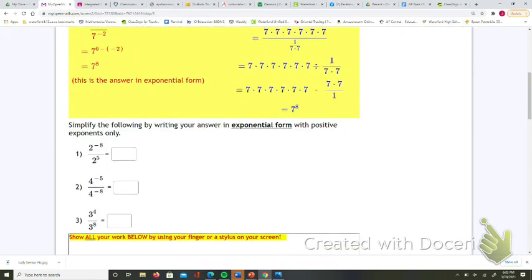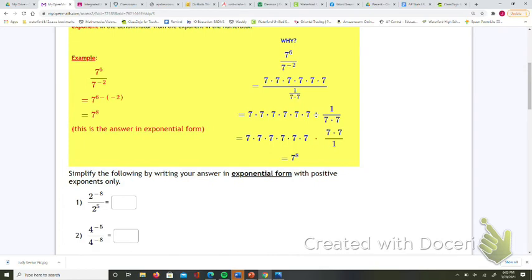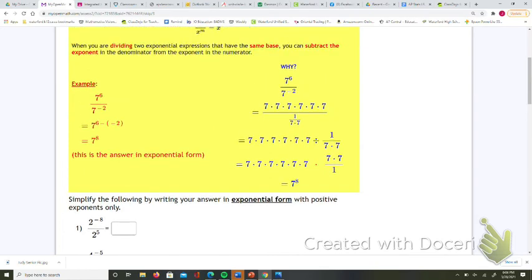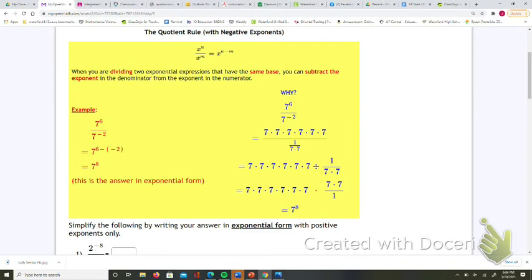Okay, now we're going to do the exact same thing, but we're going to do it with the quotient rule. So this is the quotient rule with negative exponents. Our example over here on the left, we have 7 to the 6th over 7 to the negative 2. Now, we learned last week that with the quotient rule, we subtract our exponents. So it becomes 7 to the 6 minus negative 2, which is 7 to the 8th. Now, notice this is just 7 to the 8th. No negative exponent. We didn't have to do anything.